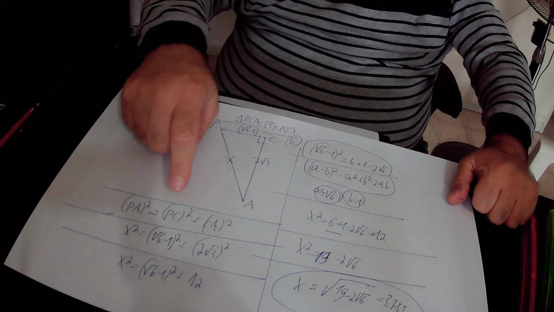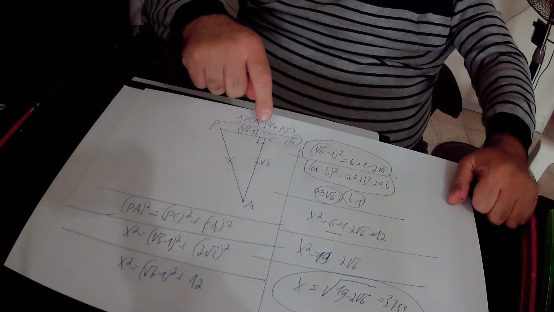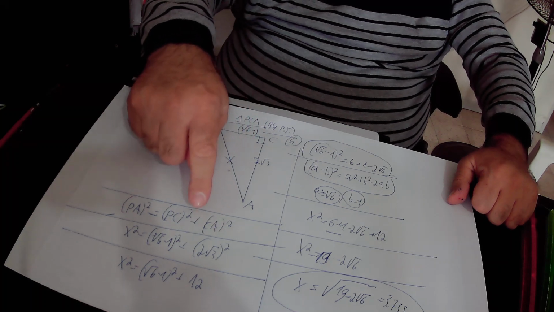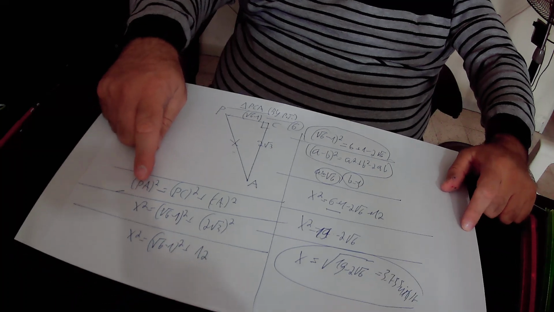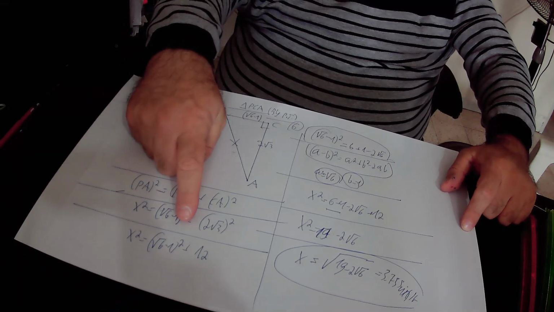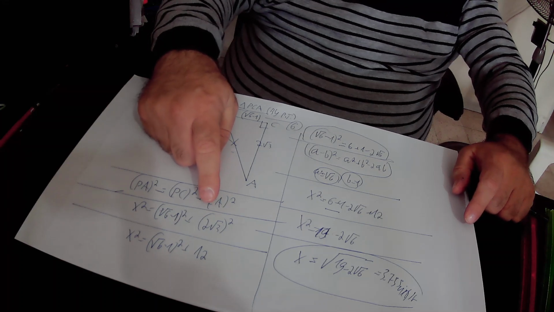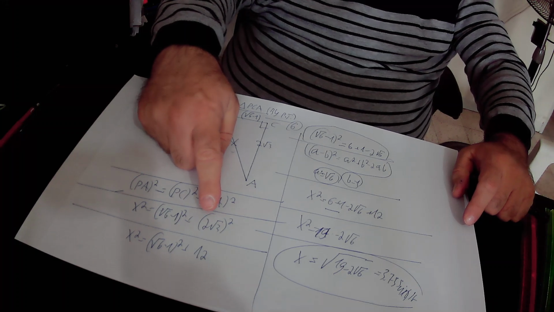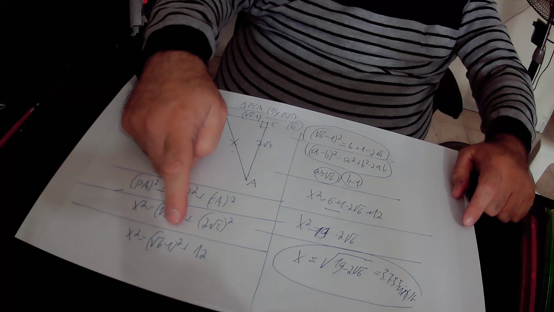PC is square root of 6 minus 1, therefore PC square is square root of 6 minus 1 square, plus CA square. CA is 2 times square root of 3, therefore CA square is 2 times square root of 3 square, which is 2 square, that is 4, times square root of 3 square, that is 3. 4 times 3 is 12. So X square equals square root of 6 minus 1 square plus 12.